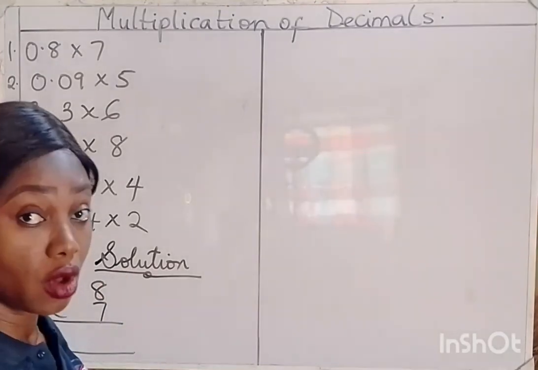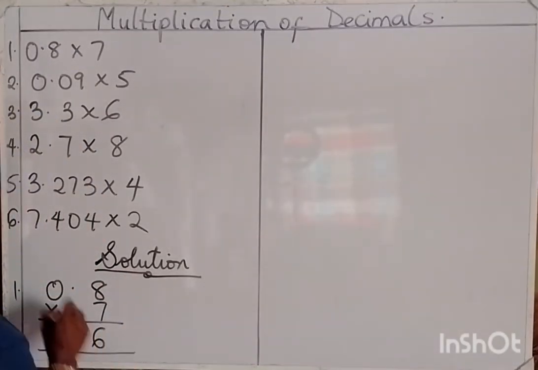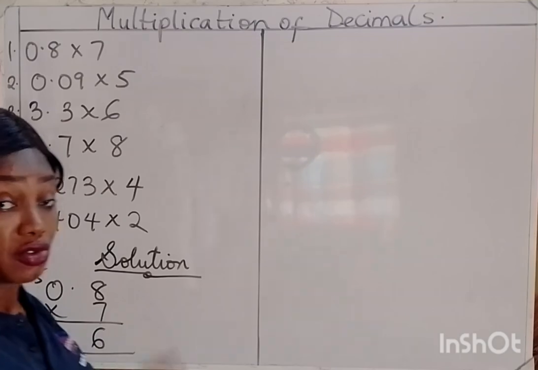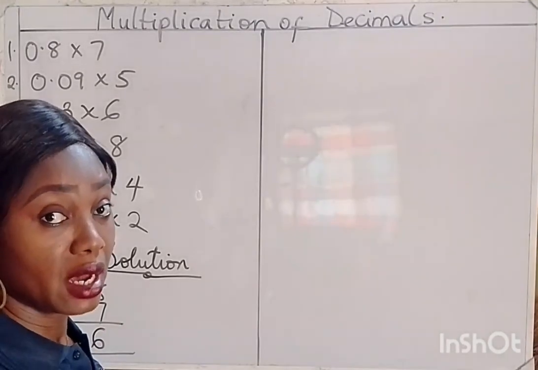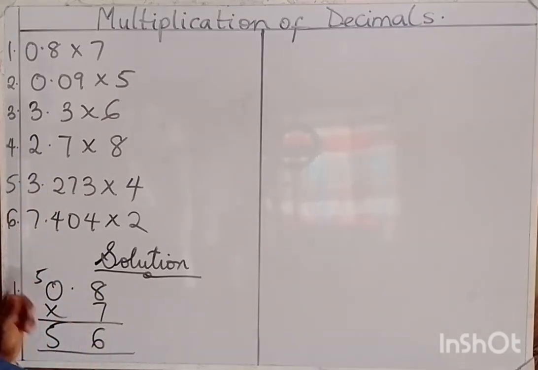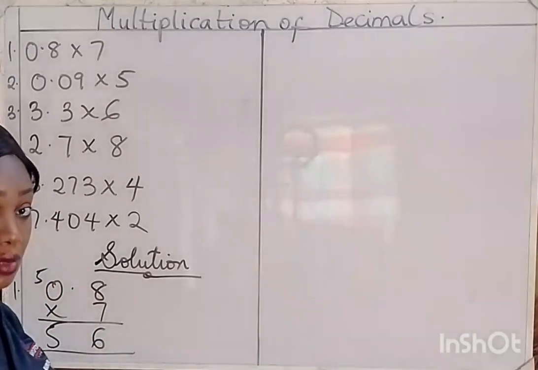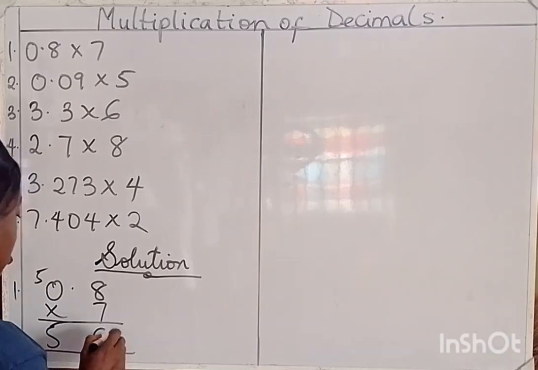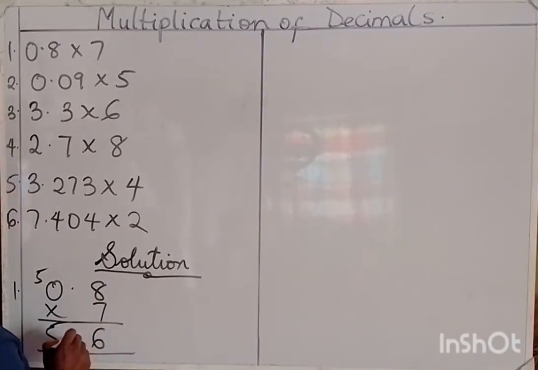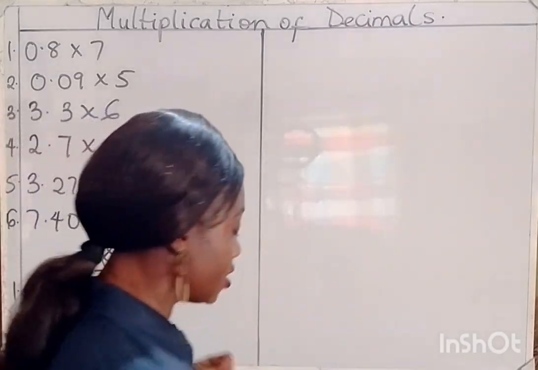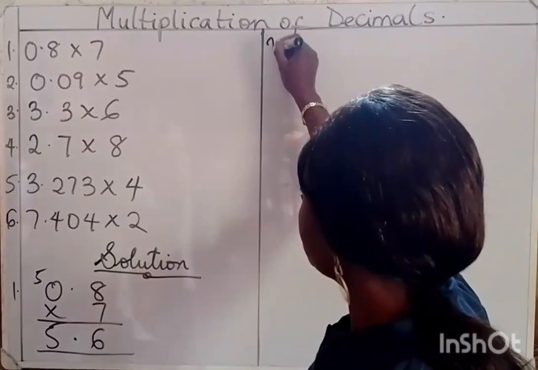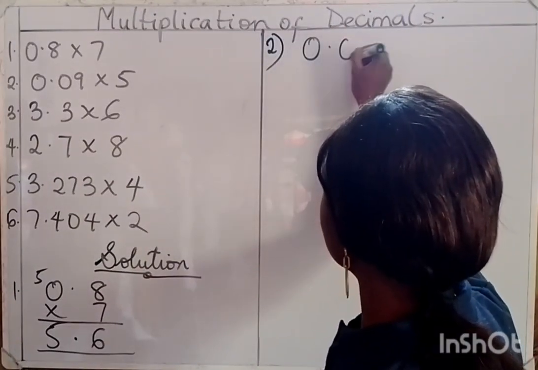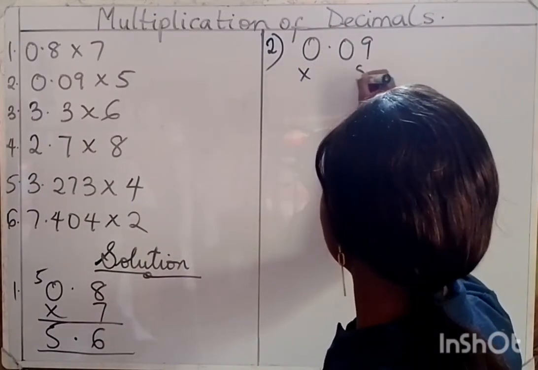Where 7 times 8 equals 56. So write down 6 and carry 5. And 7 times 0 equals 0, plus 5 is 5. Now, how do we put our decimal in this number? We're going to use the first number to count our decimal to one decimal place. So we're going to count from the right to the left. And our decimal comes in between 5 and 6. And that's how we got 5.6.